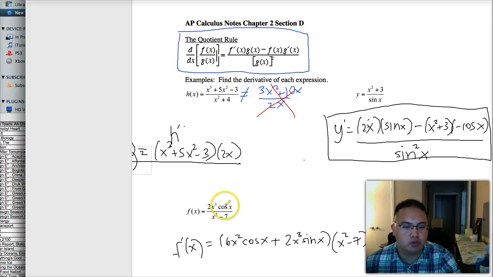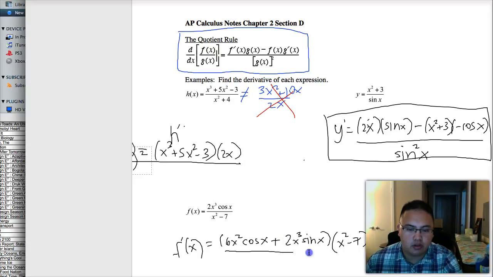Minus, because this is quotient rule, I'll leave the first one alone, 2x to the third cosine x, times the derivative of the second one. And this is my second one, its derivative is 2x, all over the denominator squared.